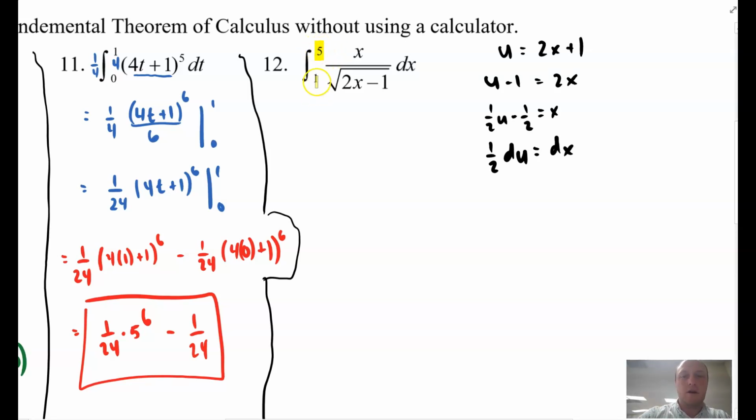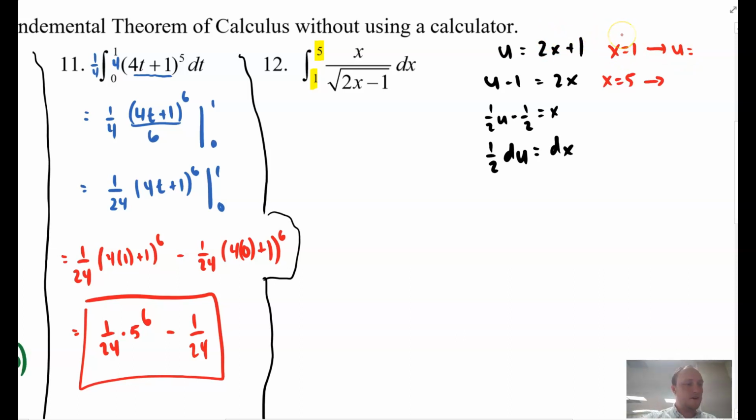our bounds. So notice this is x equals 1, okay, and x equals 5. So I need to know, if x is equal to 1, what is u, and if x is equal to 5, what is u? So over here, I'm going to write u is equal to, plugging in just 1 here. So 2 times 1 is 2 plus 1.